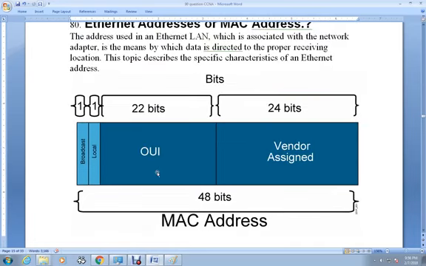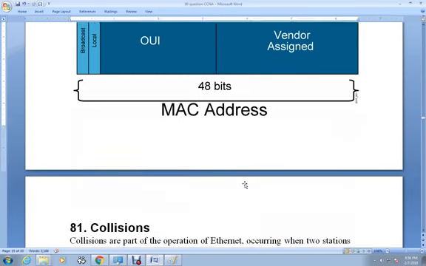OUI is the organizational unique identifier, basically the full form of this. So this will be your 22 bits and this will be your 24 bits. If you talk about this, it is going to be 46 bits and it should be 48 bits. So you will have two bits reserved, one for broadcast and the second one for local. So this is the basic information about what a MAC address is.